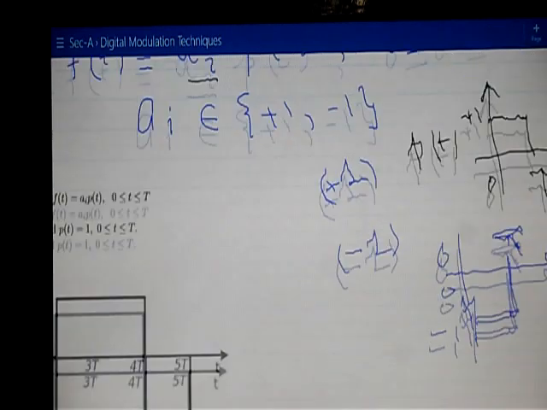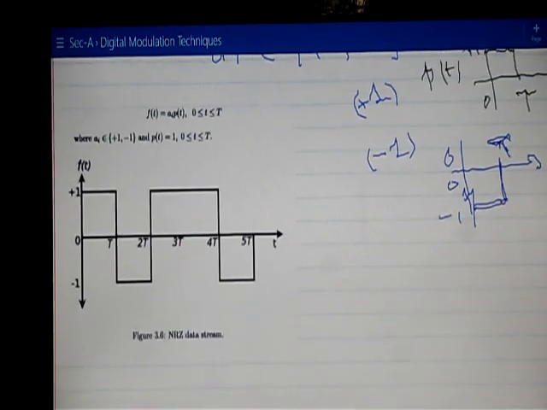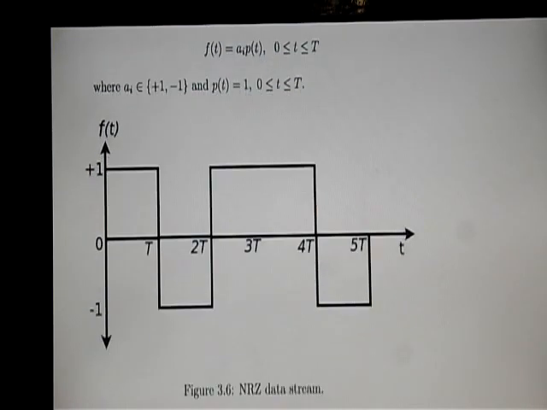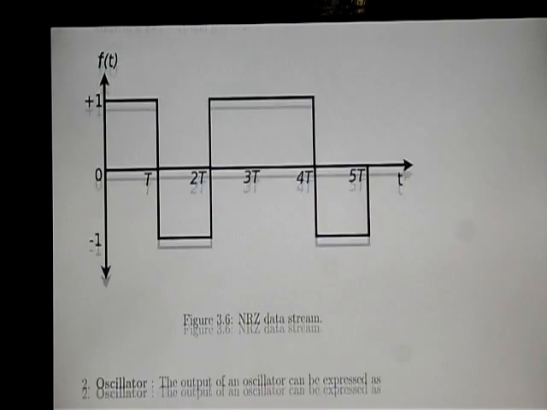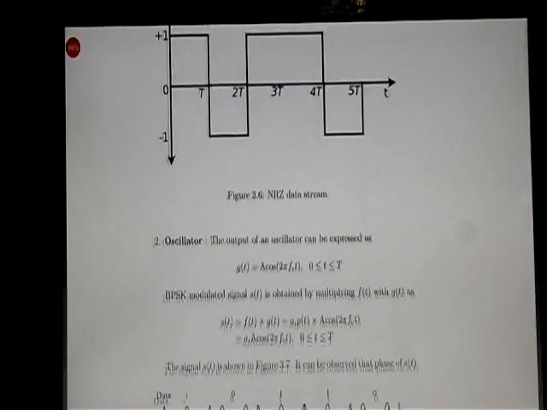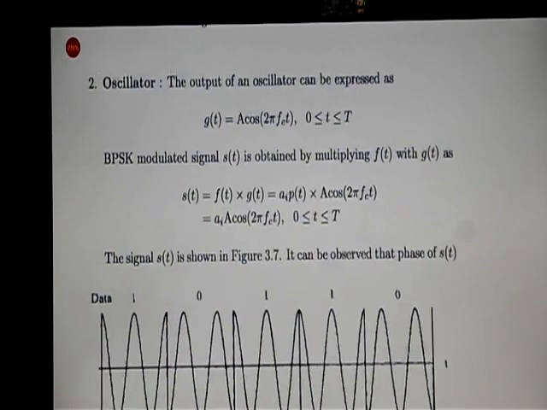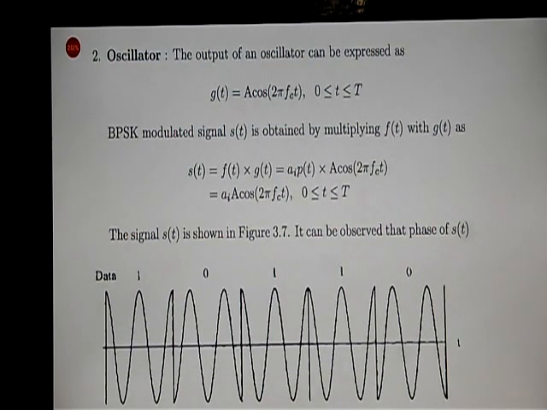Well, this is our source, this is our output, the NRZ data stream. If we go to our slides further, the other functional block diagram is an oscillator, and the output of an oscillator can be expressed in the form of g of t.